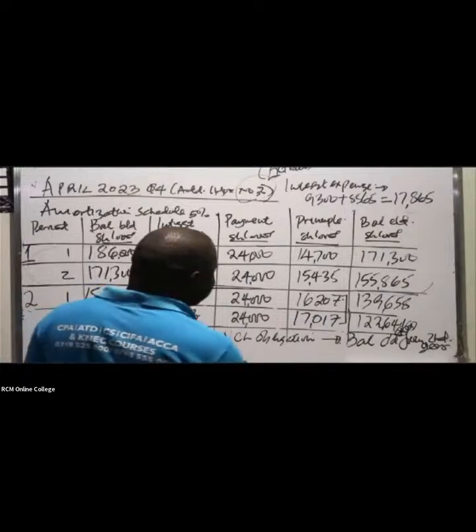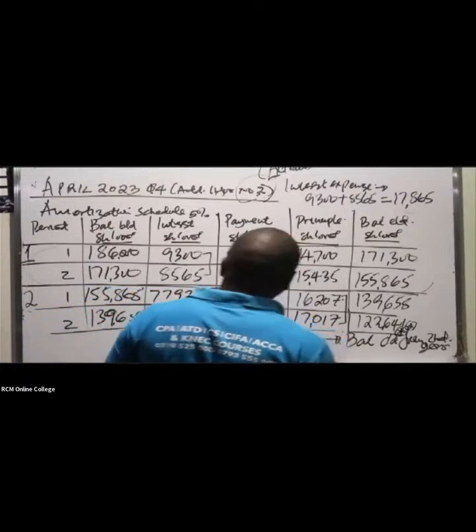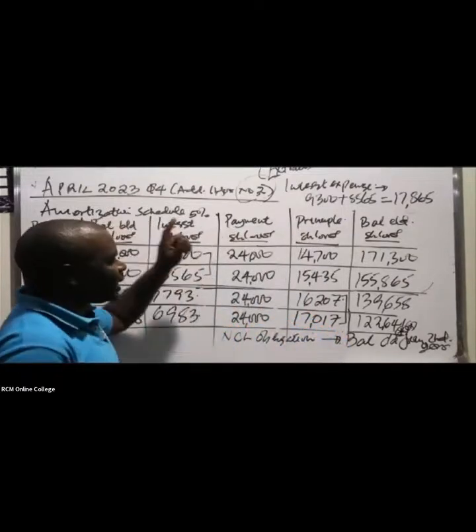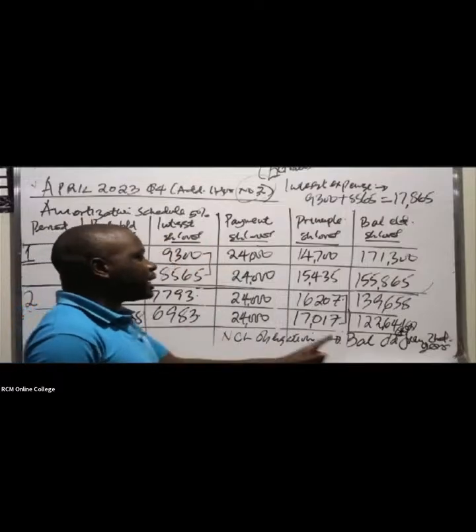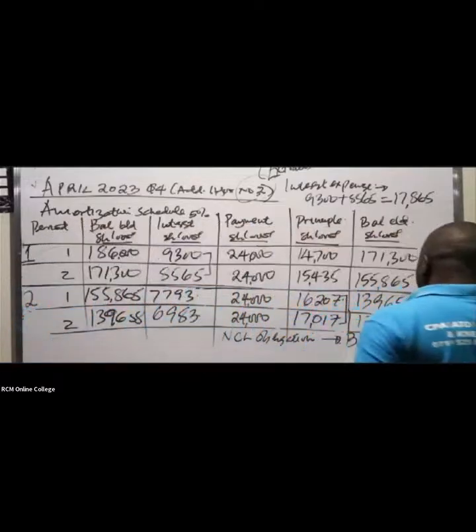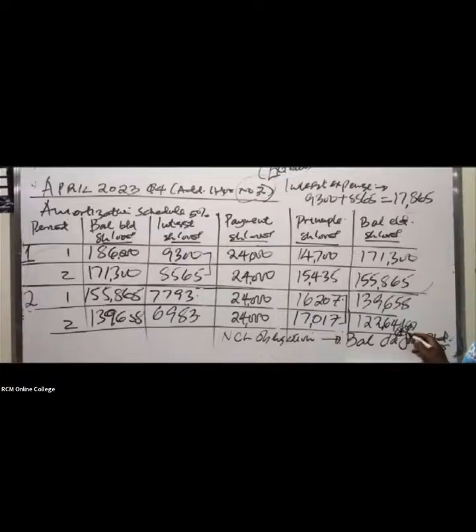So to get the non-current liability obligation, where the lease payments are done in arrears, you take the balance carried down from the second year, which in this case will be this figure, 122,641.